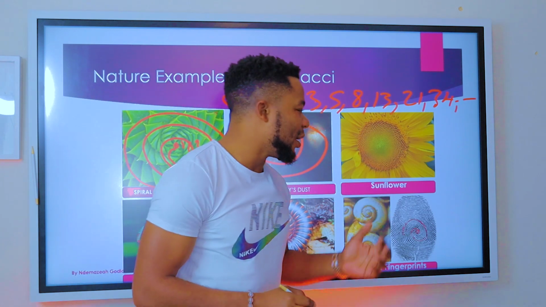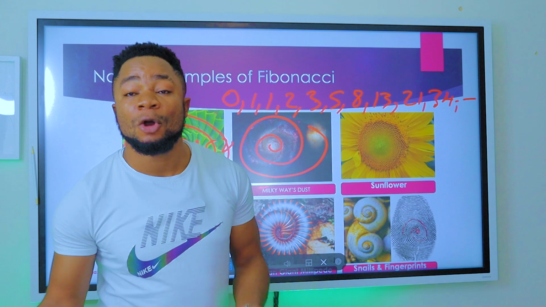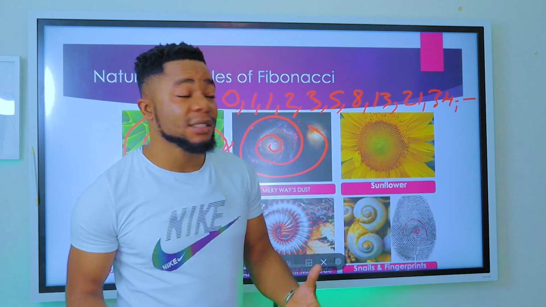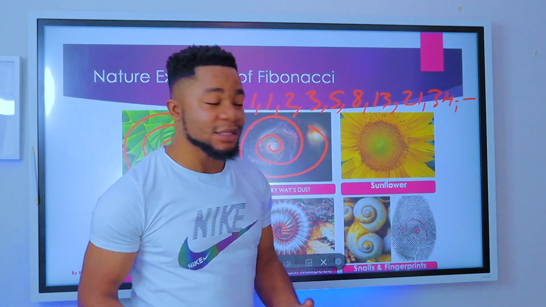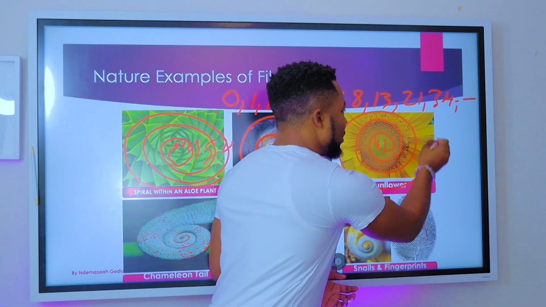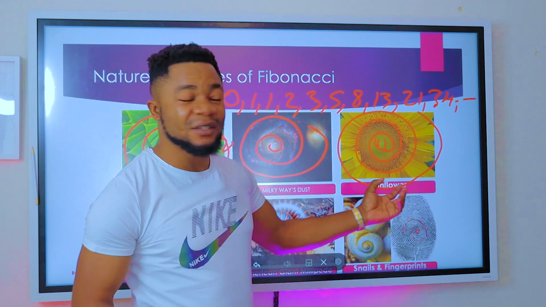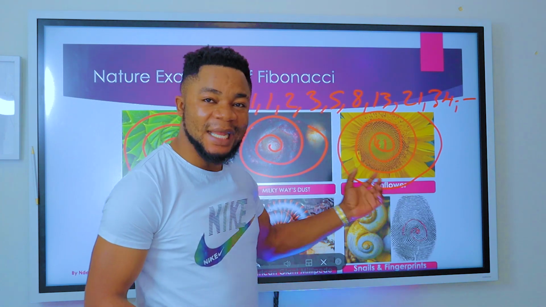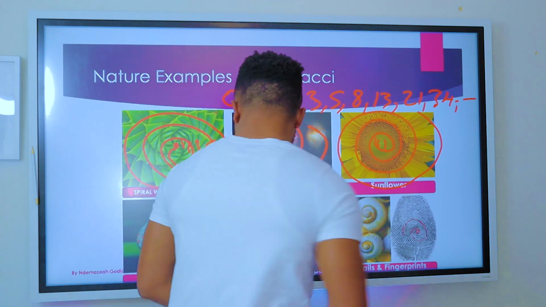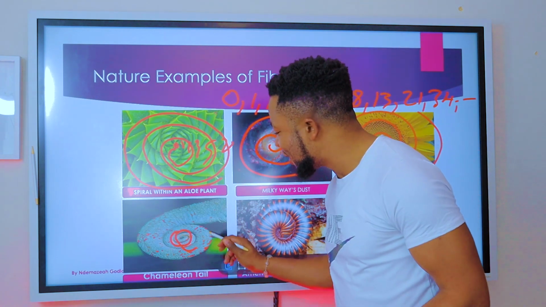Even a sunflower. Most of us already know sunflower oil; we even cook with it. The flower itself follows the same series. It starts with 0, 1, and it starts going out until at the extreme you have hundreds and hundreds of different petals at the end of the flower. Even the chameleon tail is a typical example of the same thing.